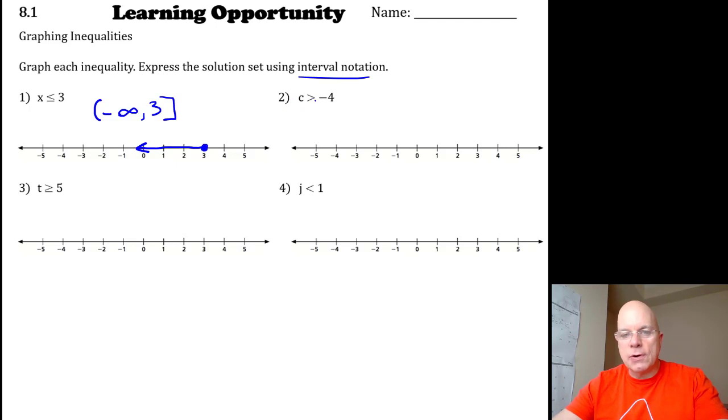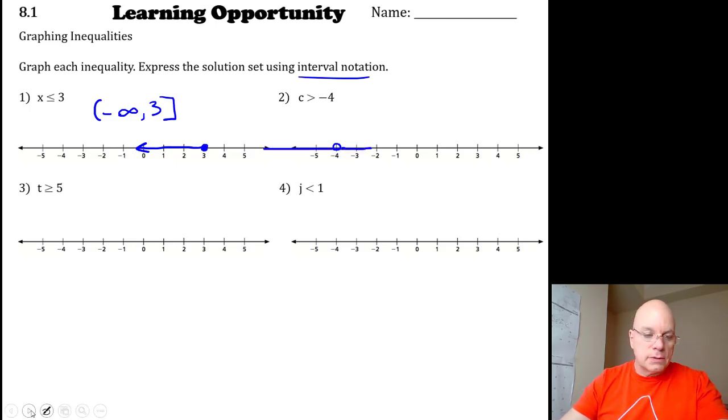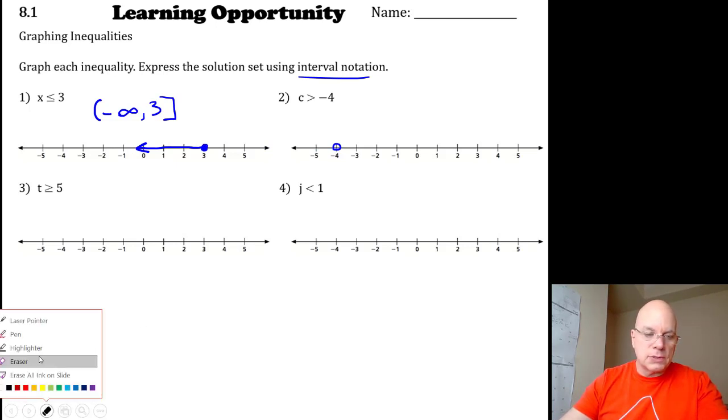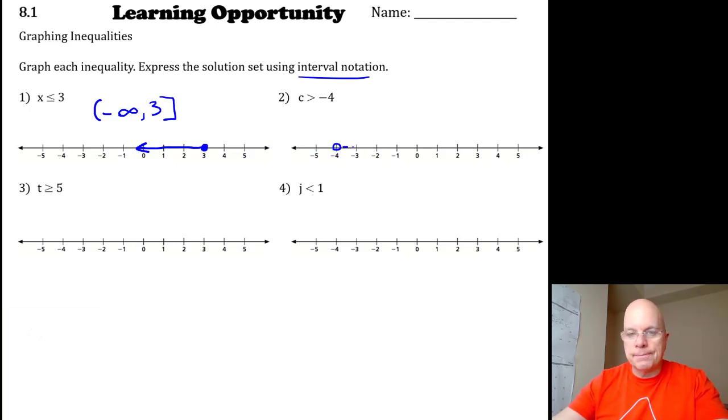Number 2, c is greater than -4. We have to put an open circle at -4 to indicate that -4 is not included in the possible values of c. But all the numbers greater than -4 are, so the arrow should be going to the right from that open circle, arrow to the right.